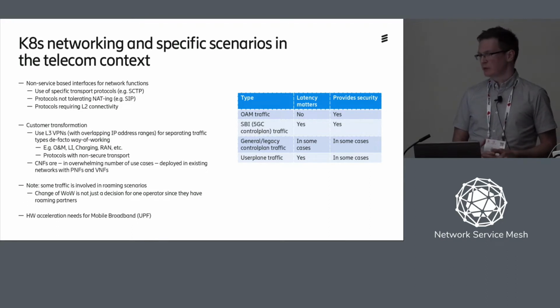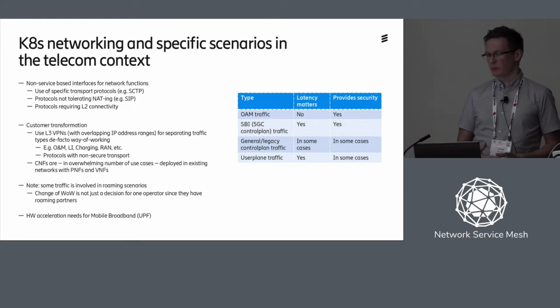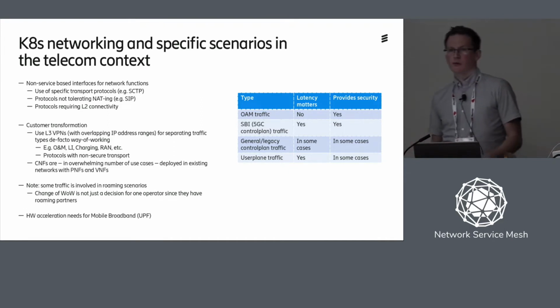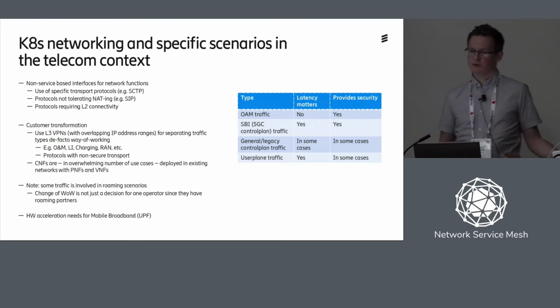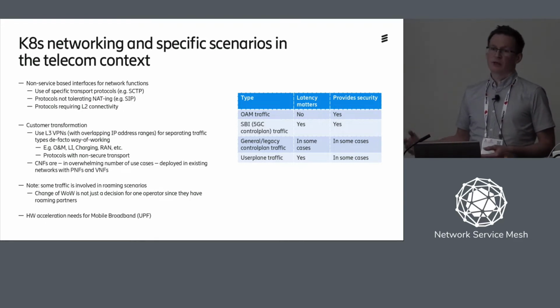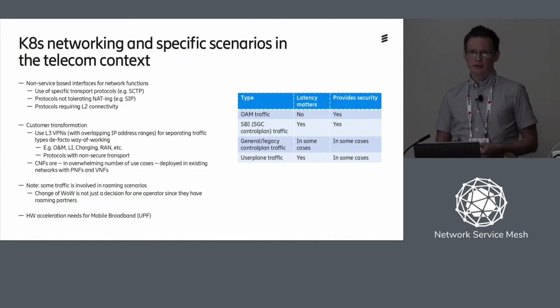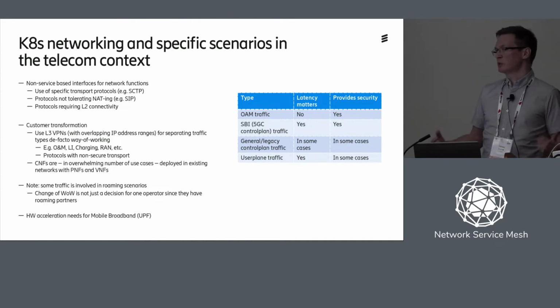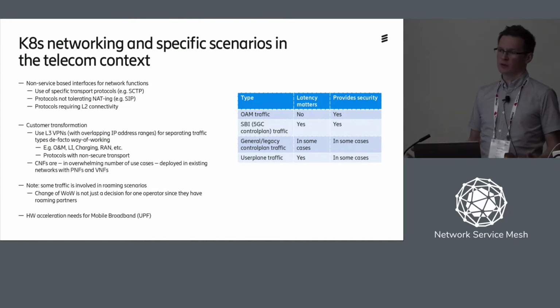Then, of course, we have to take into account how our customers, how the operators work as of today. In many cases, they use layer 3 VPN separation for the different kind of traffics. So for O&M traffic, for service-based traffic, for charging traffic, for lawful intercept kind of traffic, they all have their specific layer 3 VPNs. One reason is to provide additional security for some of the protocols that don't support security. Another reason is that they have a standard way of working as of today, where they can have the IP address planning independently for these different traffic types.